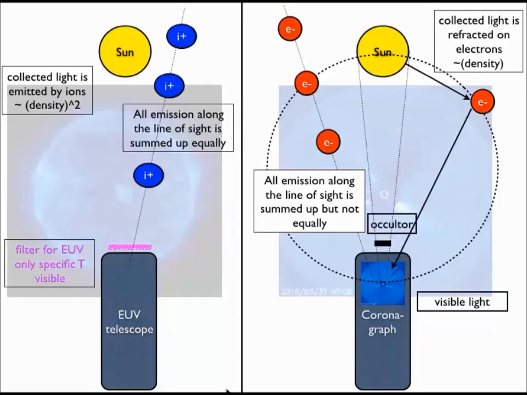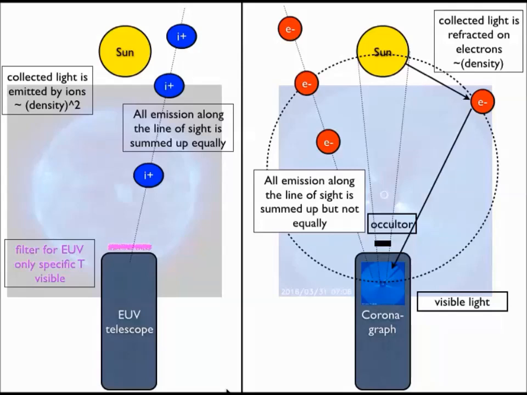This difference means that what you see in the UV telescope is best seen close to the disk, but as the density drops off, your signal drops off with the density squared, so it quickly goes to zero. While in the coronagraph, it's proportional to the density, so it doesn't drop that fast to zero, and the coronagraph is better further off from the disk. In both cases, the signal is summed up along the line of sight.